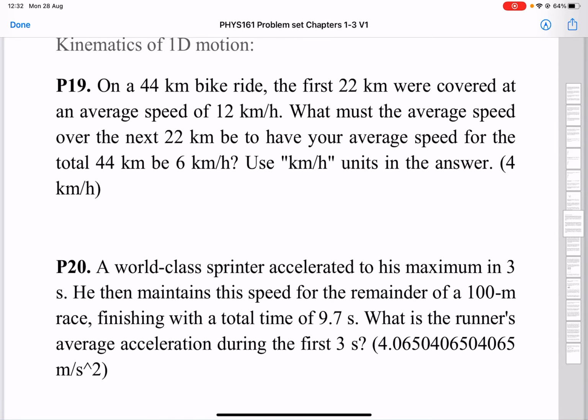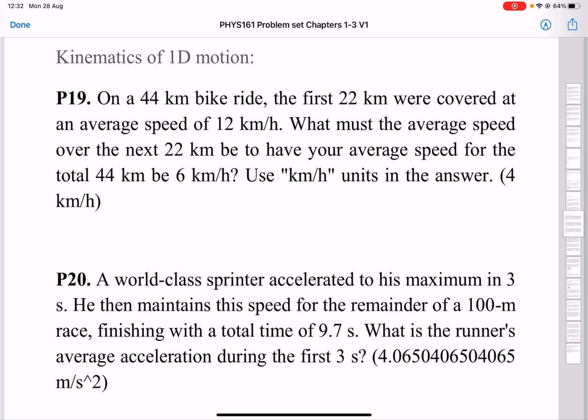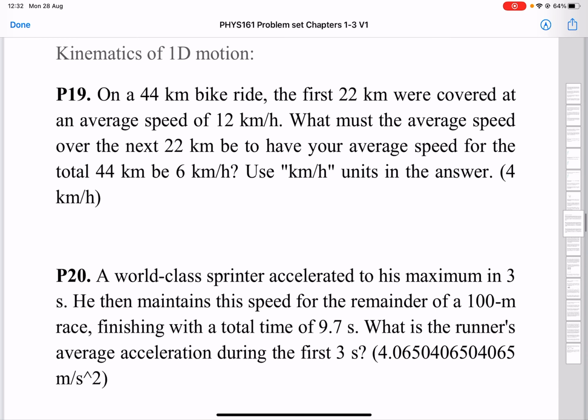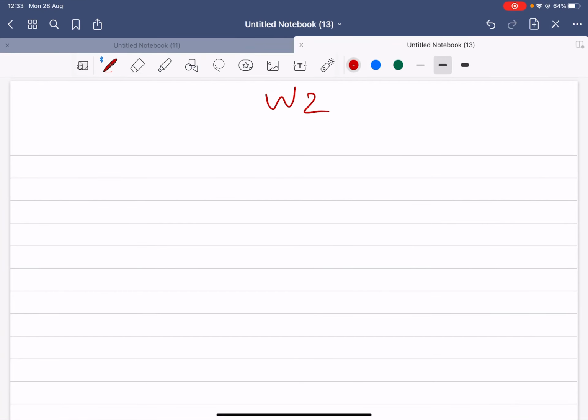Here we have problem number 19 from week 2, 1D motion kinematics. So let's read the given values, and then we can start solving them.